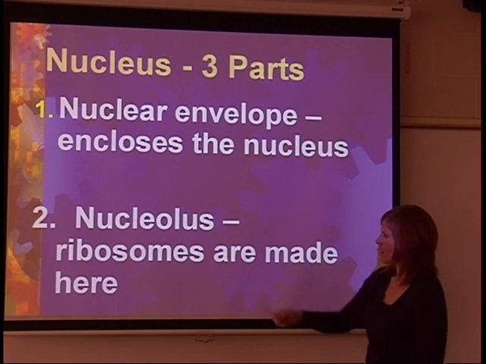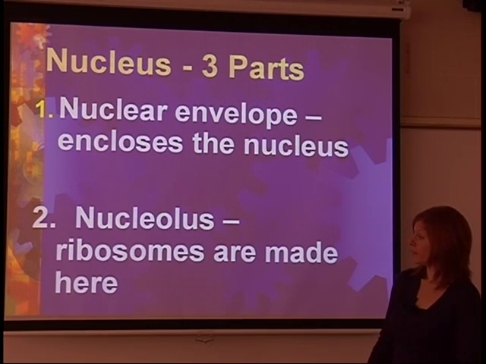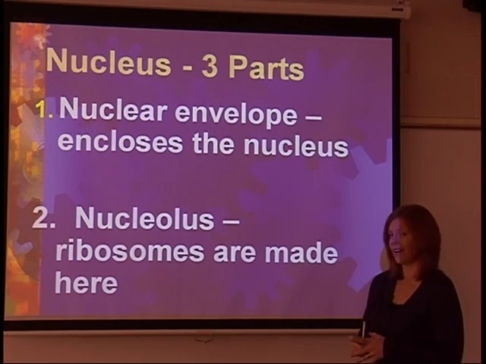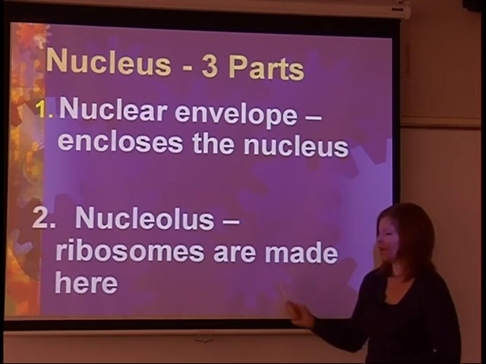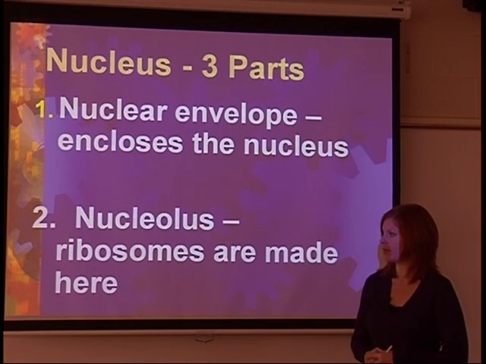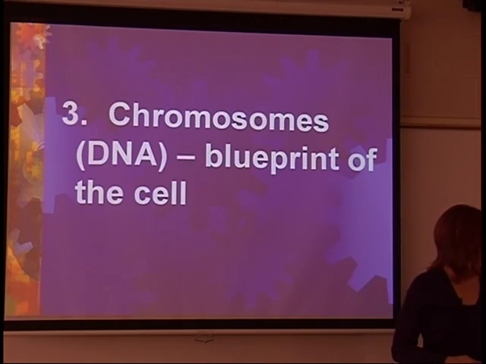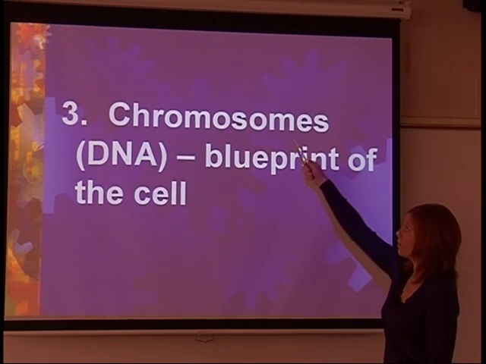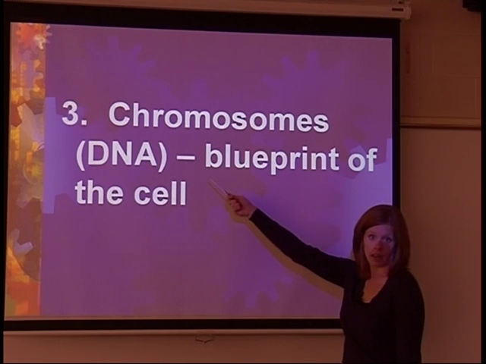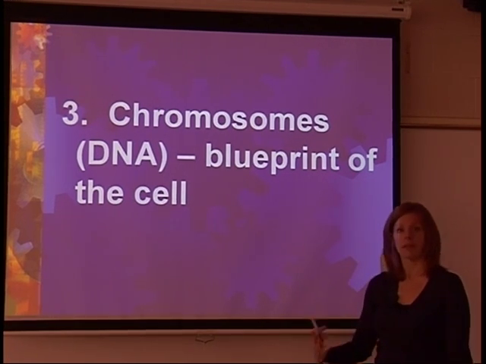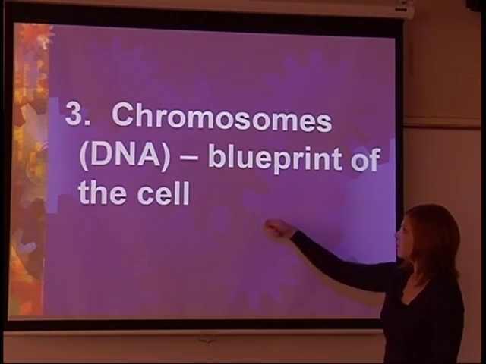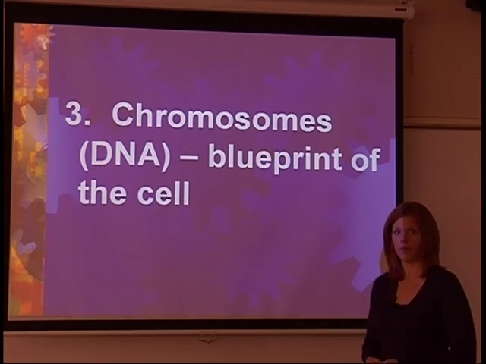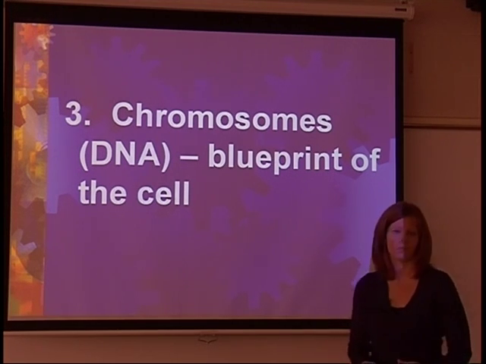The second part is called the nucleolus. The nucleolus is a structure inside the nucleus where another organelle called ribosomes will be made. And the last part, which is probably the most important part, are the chromosomes, which is the DNA. So this is the genetic material that makes us all unique. This is really the blueprint of the cell because this is where all of the instruction comes from in order to keep the living thing functioning.